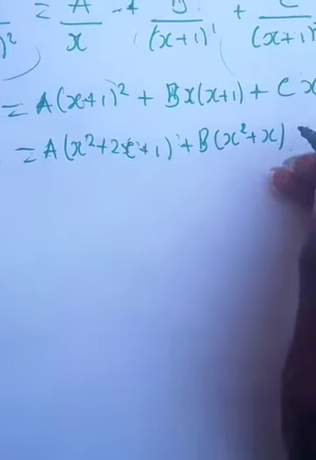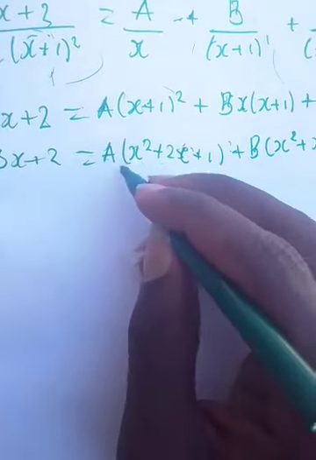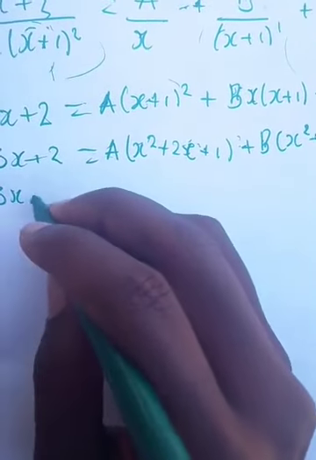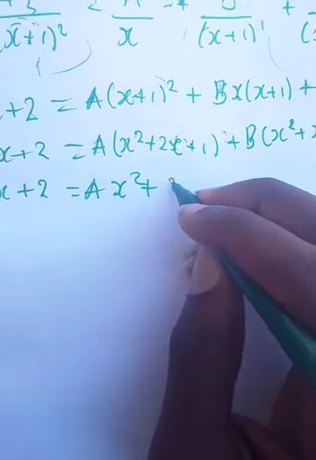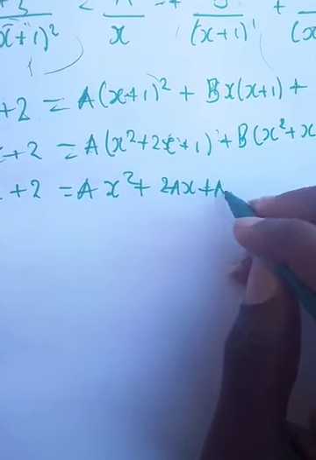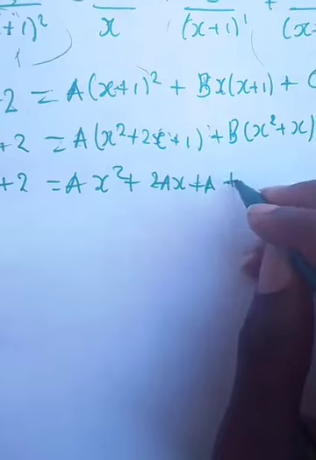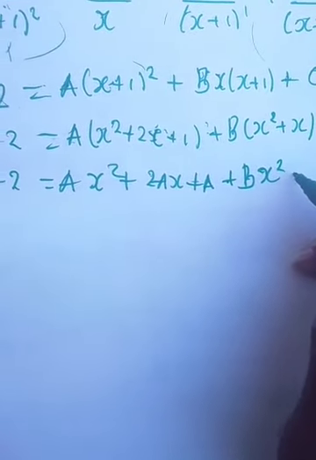So let's just now multiply through. It's going to be 3x plus 2 equals ax power 2 plus 2ax plus a, plus bx power 2 plus bx, plus cx. This is the method that I like using. You can use the method that you're comfortable with.